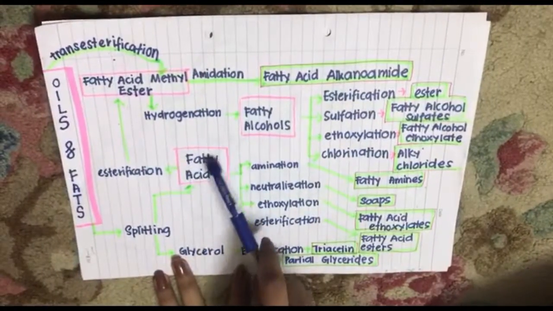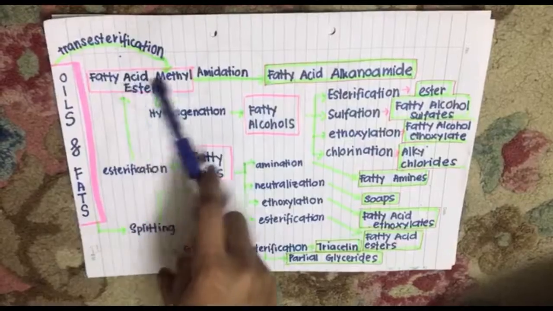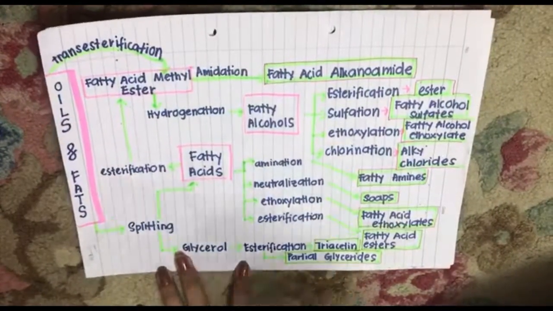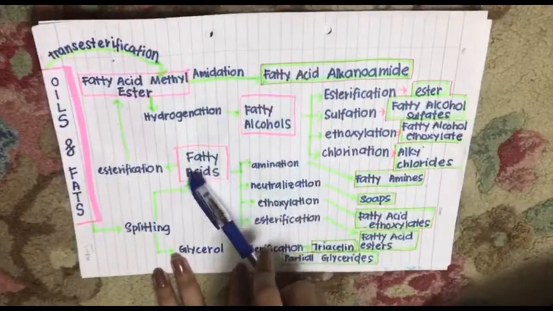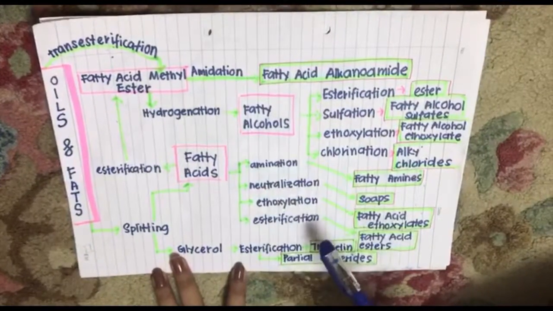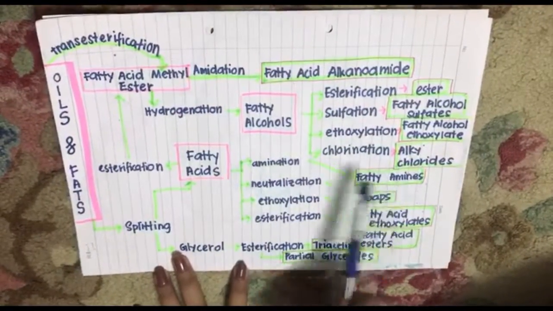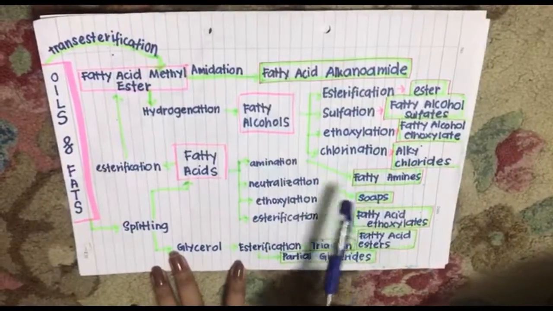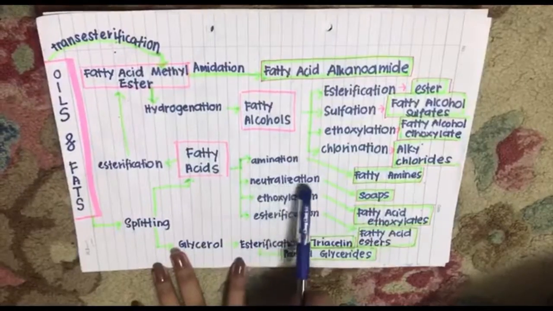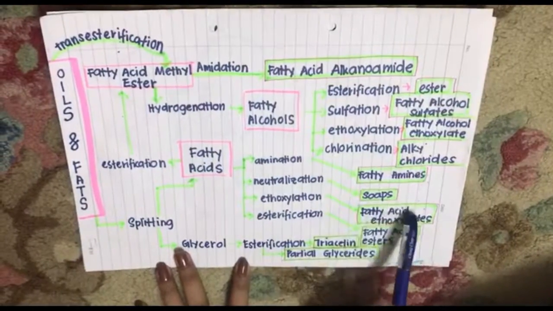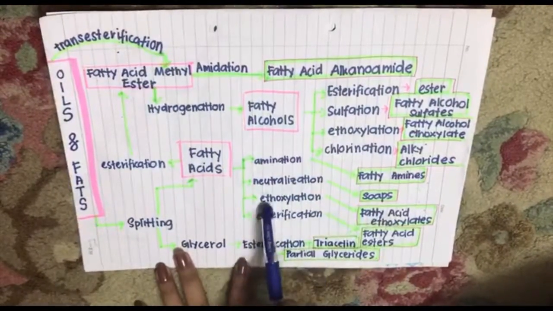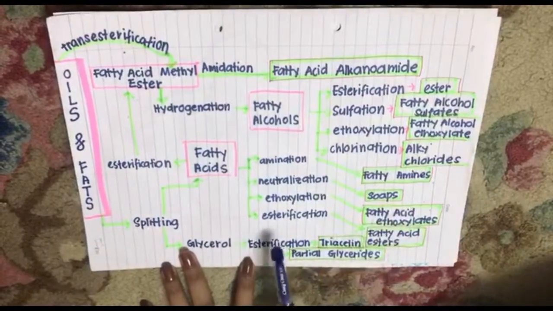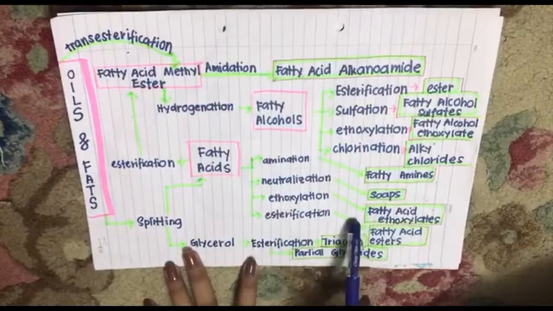From fatty acids, we can change it to fatty acid methyl ester by the process esterification. And we can produce other derivatives of fatty acids by all these four processes. For fatty amines, we use the process of amination. To produce soaps, we use the process neutralization. To produce fatty acid ethoxylates, we use the process ethoxylation. And lastly, to produce fatty acid esters, we use the process esterification.